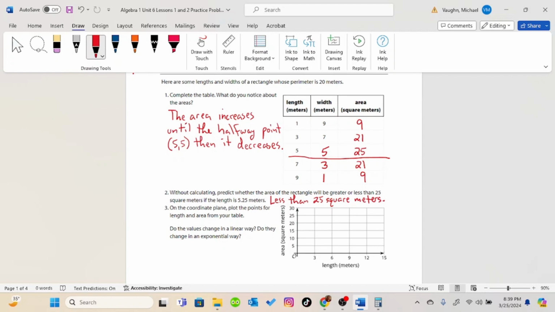Number 3. On the coordinate plane, plot the points for length and area from your table. So when length was 1, area was 9. When length was 3, area was 21. When length was 5, area was 25. When length was 7, area was 21. And when length was 9, area was 9.